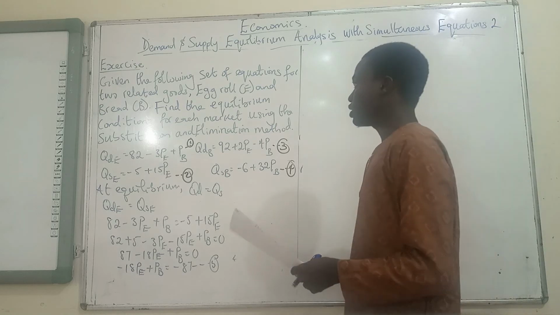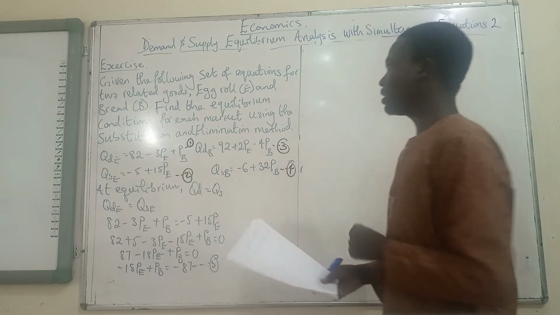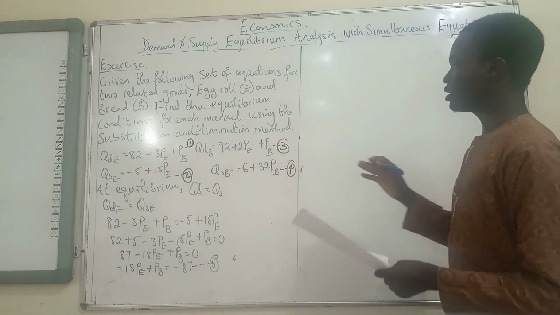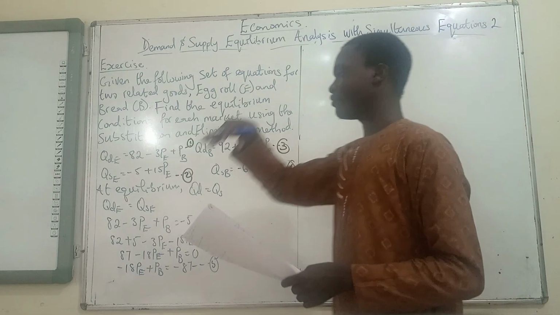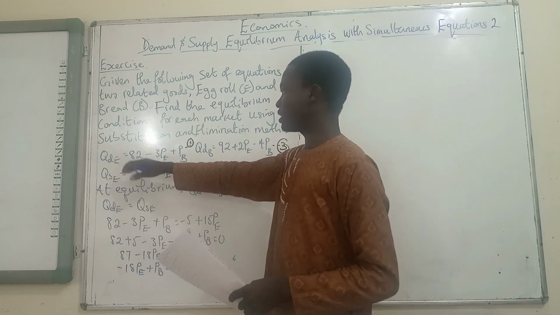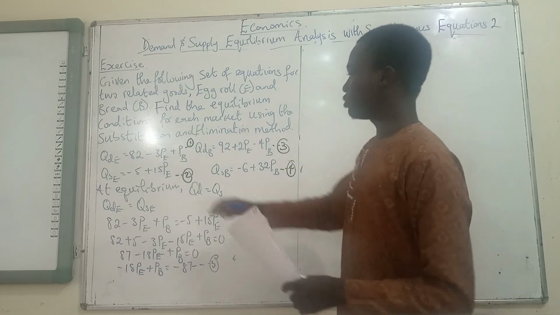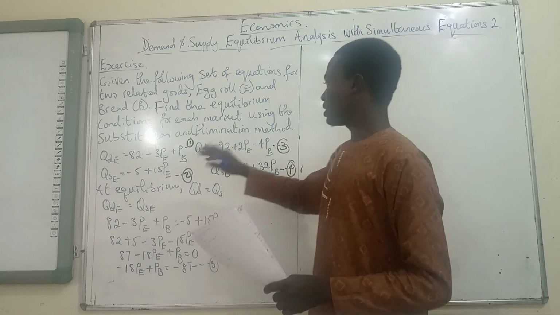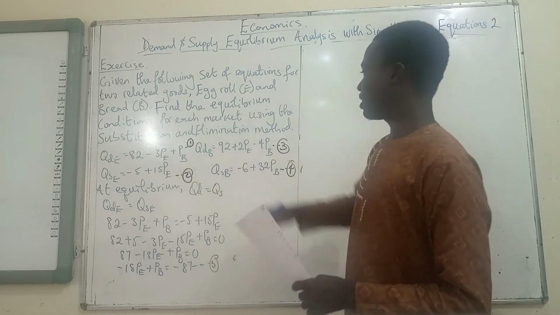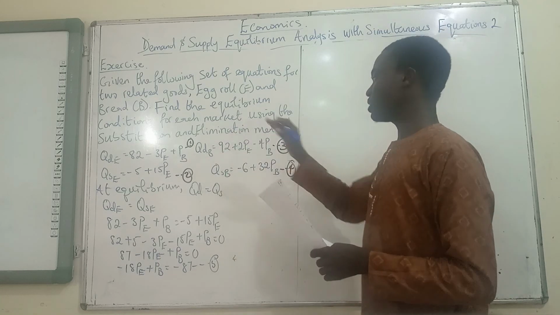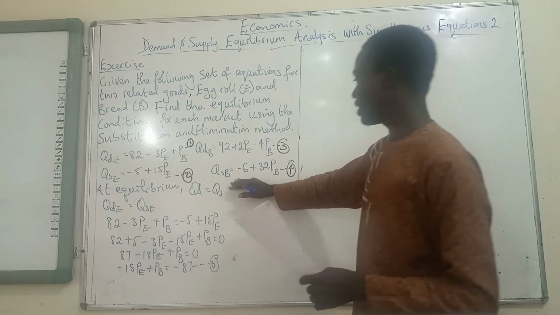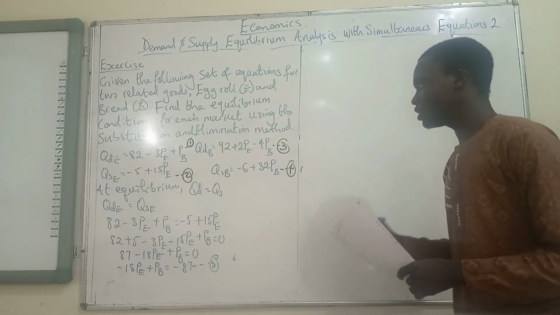So given the following set of equations for two related goods, egg roll E and bread B, find the equilibrium conditions for each market using the substitution and the elimination method. Here we are using the elimination method. We've used the substitution method in the previous video. We have the demand function for egg roll, which is 82 minus 3pe plus pb, and its supply function is minus 5 plus 15pe. We also have the demand function for bread, which is 92 plus 2pe minus 4pb. Then we have the supply function of bread, which is minus 6 plus 32pb.